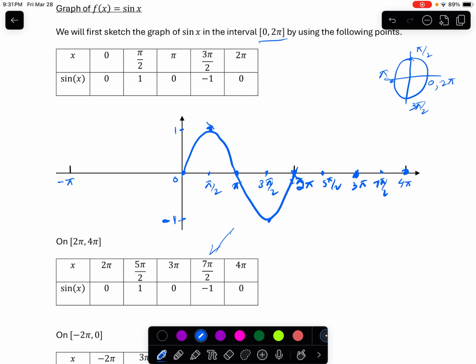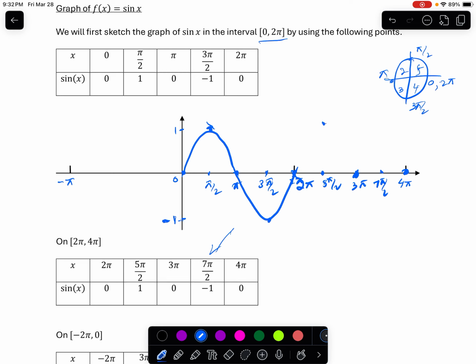At 5 pi over 2, where will we be? So at 5 pi over 2, remember counting 1 pi over 2, 2 pi over 2, 3 pi over 2, 4 pi over 2, 5 pi over 2. So we are over here, the same place where pi over 2 is. So which means at pi over 2, remember the value is 1. So at 5 pi over 2, the value will be 1.